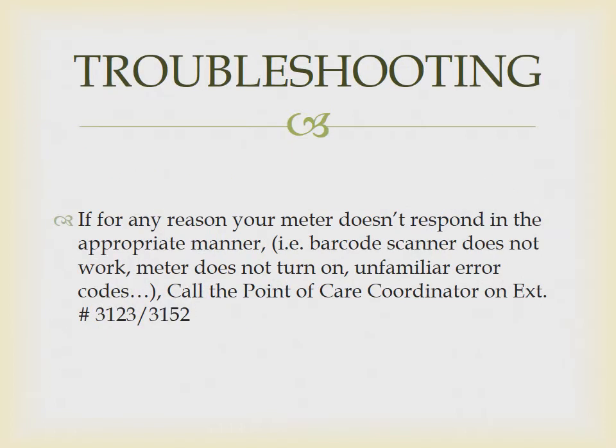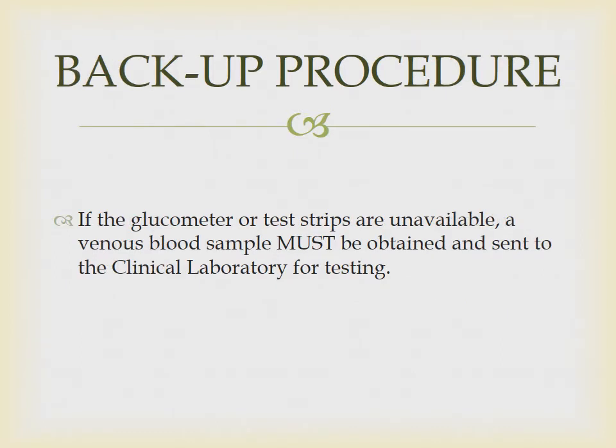For troubleshooting, please note that if for any reason your meter doesn't respond in the appropriate manner, for example the barcode scanner does not work, the meter does not turn on, unfamiliar error codes and other device issues, call the point-of-care coordinator on extension number 3123 or 3152. For backup procedure, if the glucometer or test strips are unavailable, a venous blood sample must be obtained and sent to the clinical laboratory for testing.